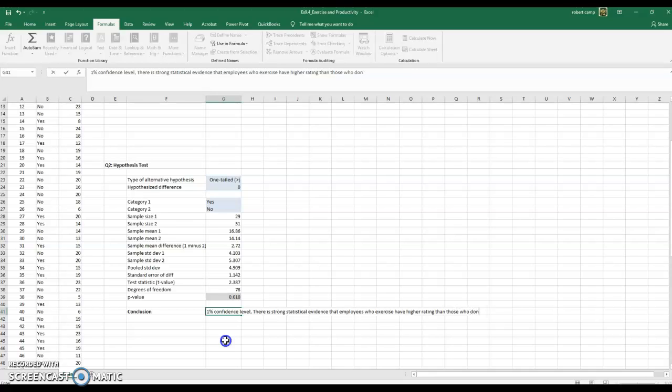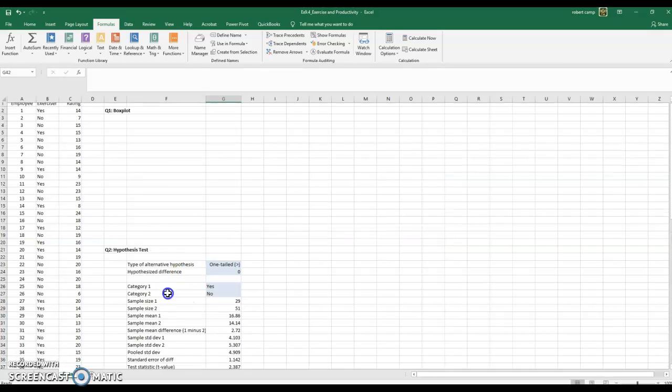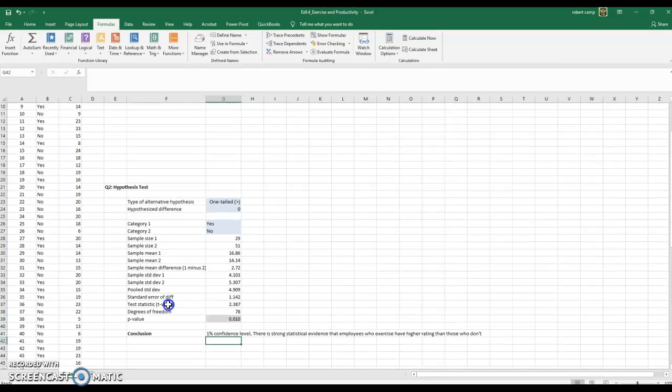don't. So if we were running our company and we saw this, we'd be doing everything that we can to get more employees to work out 3 times a week. Maybe bump those numbers up. And so there we go.